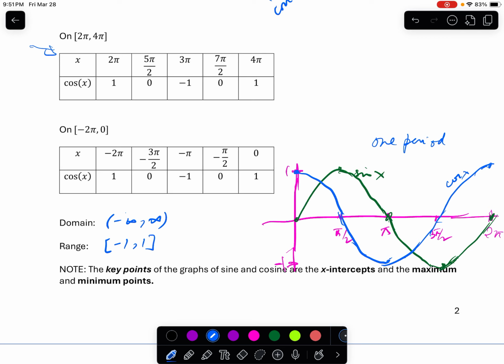So note that the key points of the graphs of sine and cosine are the x-intercepts and the maximum and the minimum points. If you know where the function is going to be 0, where the x-intercepts are, and when it will have a maximum value and when it will have a minimum value, the shape is kind of the same. So you have these two kind of humps, one is like this and the other is like this, so you keep using them over and over again, attaching them together.